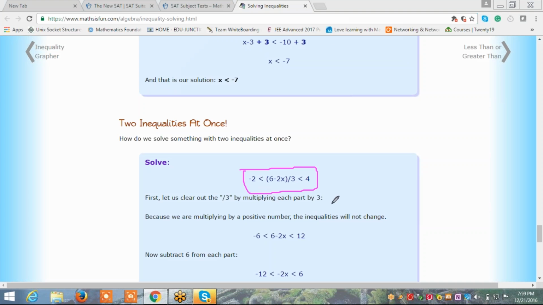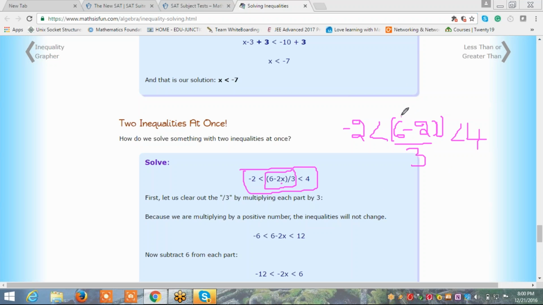See, what we need to find is the value of x, right? So I need to remove all the remaining parts in the middle term. How to remove? By adding, subtracting, or multiplying something. That is the way we can remove it, right? So in the given expression, I have -2 is greater than (6 minus 2x) divided by 3, less than 4.